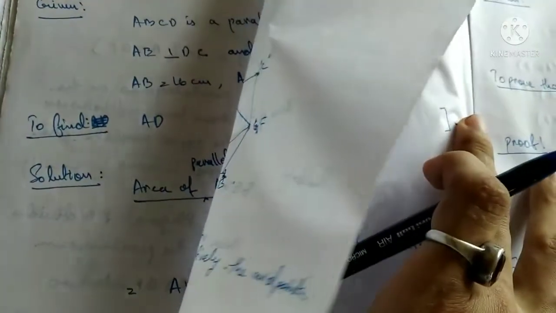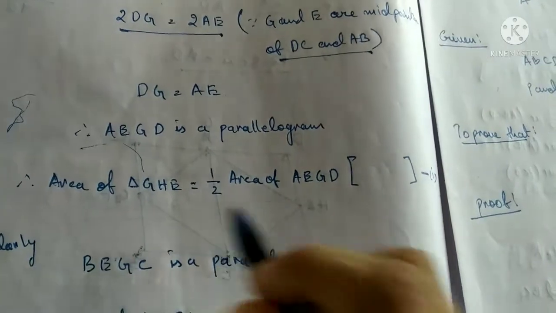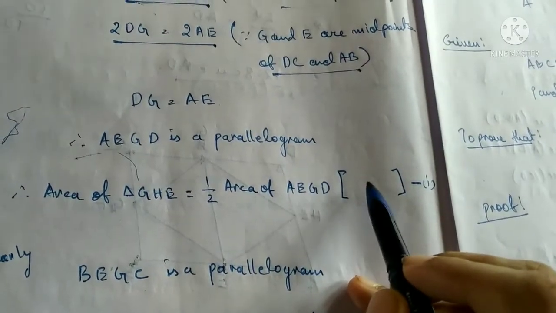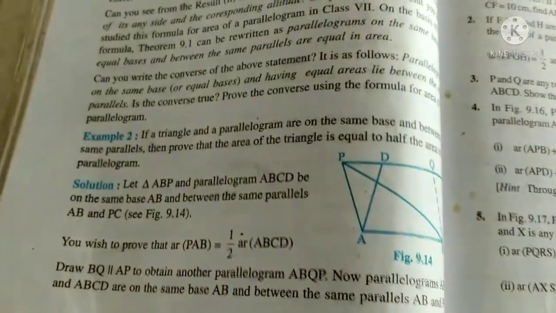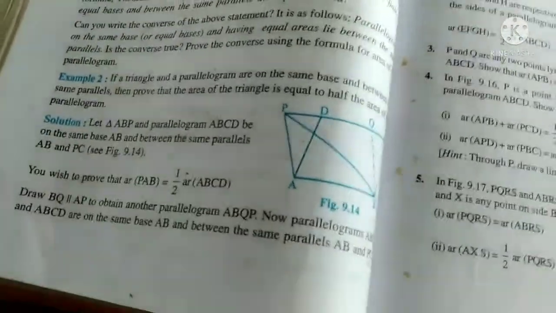Now in here there is a bracket. In the bracket what will you have to write? You will have to write, this is example 2. What is given in example 2, you will write it in this way.